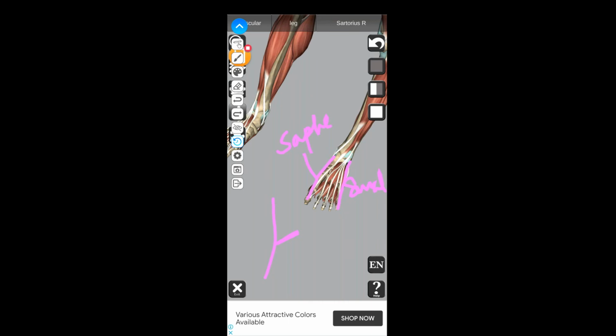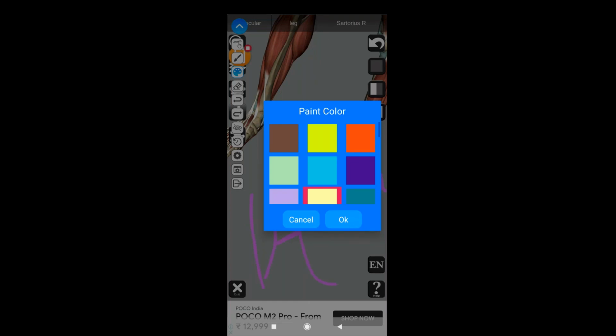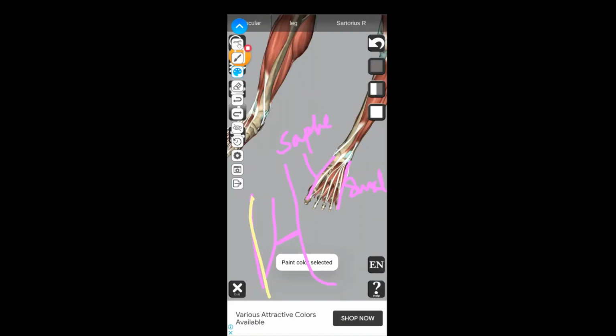If this is the common peroneal, this is the posterior. Wait, I will use a different color. This is your posterior compartment of the thigh. The purple one is your sural nerve. It will give a communicating branch to your common peroneal nerve. Posterior compartment of the leg, not thigh.